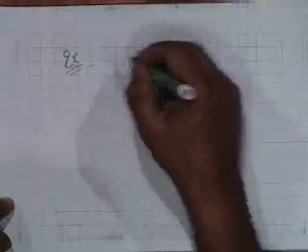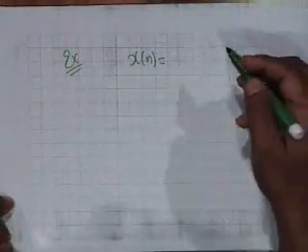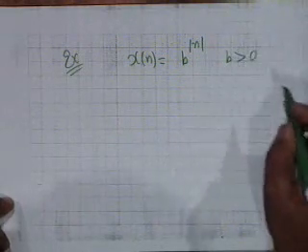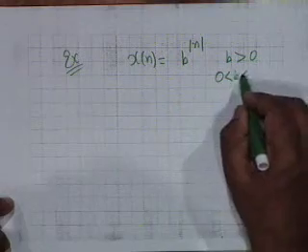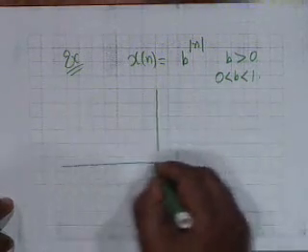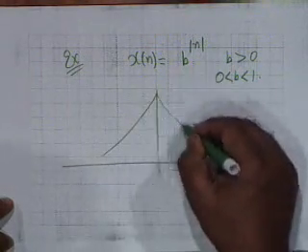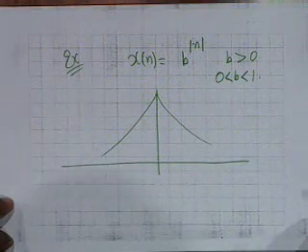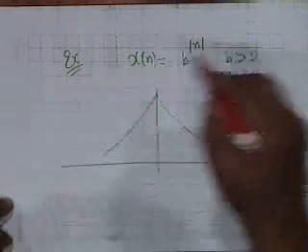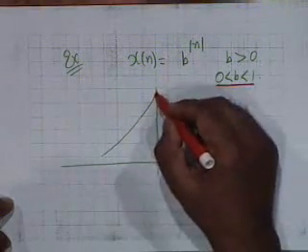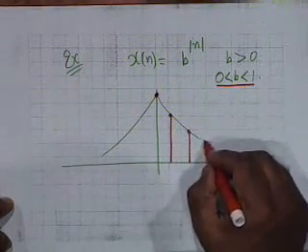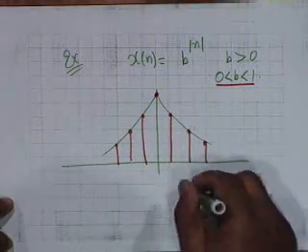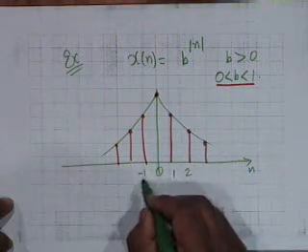The next example that we take is a two-sided signal x of n, exactly like Laplace transform or Fourier transform, which is b to the power mod n, where we assume that b is positive, and also that b lies between 0 and 1. The plot of this obviously is like this. It's mod n, and therefore if b is between 0 and 1, naturally it starts at 1, then it goes on decreasing like this, and similarly on the other side. This is n equals 0, 1, 2, and so on, minus 1, minus 2, and so on.